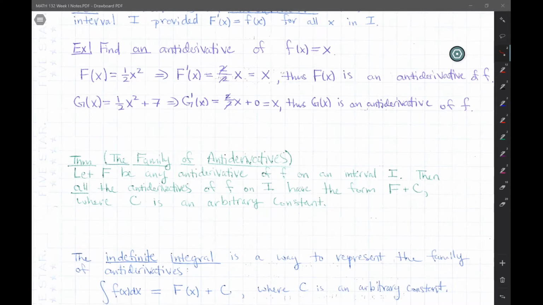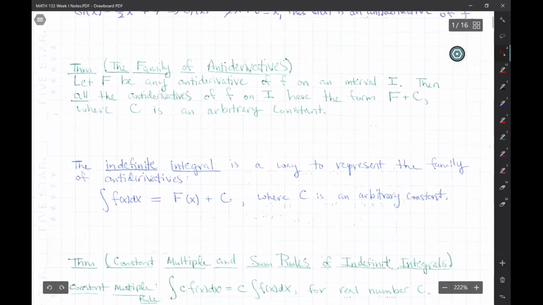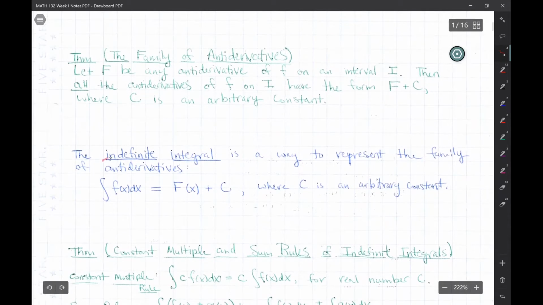So we need a way to discuss the entire family of antiderivatives rather than one particular one. And this concept is the indefinite integral. And what is the indefinite integral? Well, basically you find one antiderivative and just write a plus c. But that c is extremely important, as we've just seen that this c represents all possible antiderivatives.